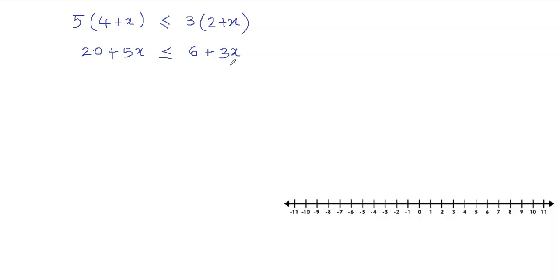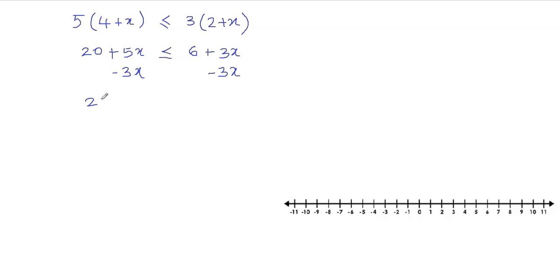Now we have variable terms on both sides of our inequality, so we're going to bring the variables to one side first. To bring the variables to one side, we'll have to eliminate one variable. So I'm going to eliminate 3x. You can also eliminate 5x if you want, but if you eliminate 5x, you're going to end up with a negative coefficient on your variable. So it's easier to eliminate the smaller variable term. That's why I'm eliminating 3x. So I'll subtract 3x from both sides of my inequality. That's how I can eliminate 3x.